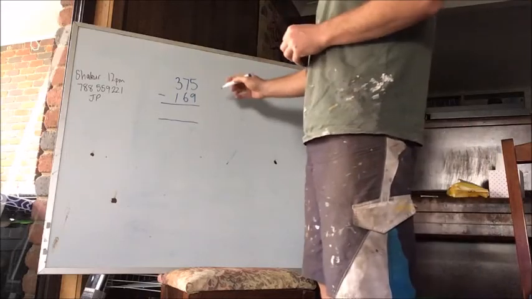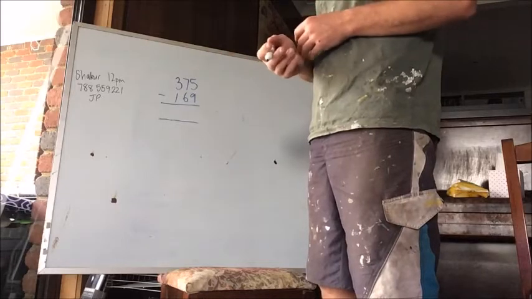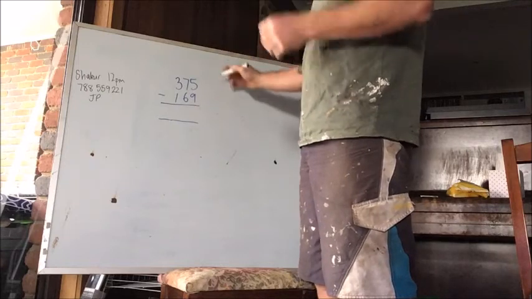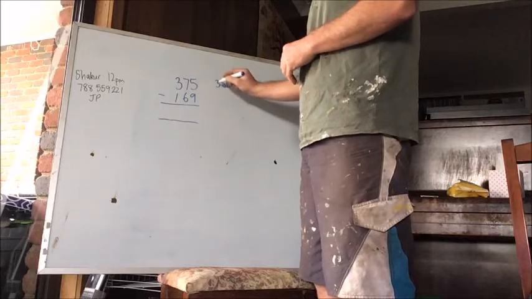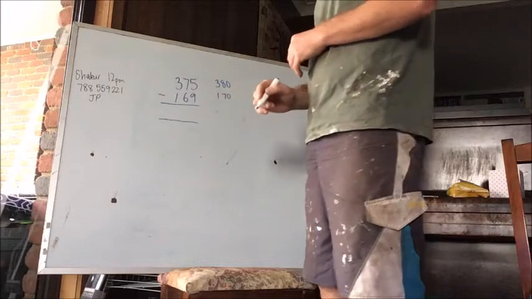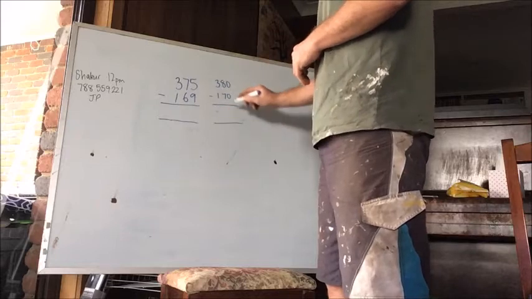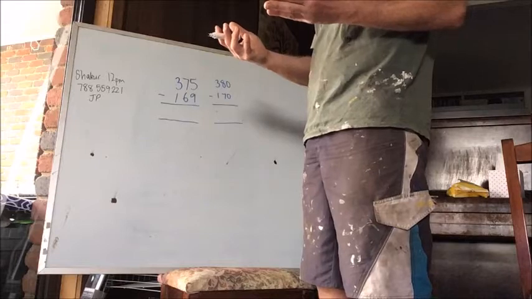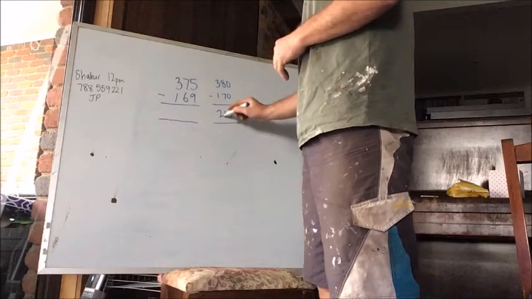Okay, so we're going to round this. Now you can round that to either hundreds or tens, totally up to you. Okay, so we might as well round it to tens. So I'm going to go 380, so that's my rounded number, and then that's 170. Okay, so this is my estimation. So my estimation is 380 take away 170, because I can work that out in my head.